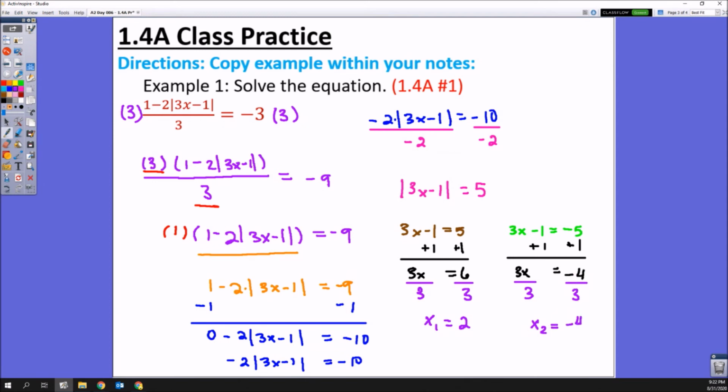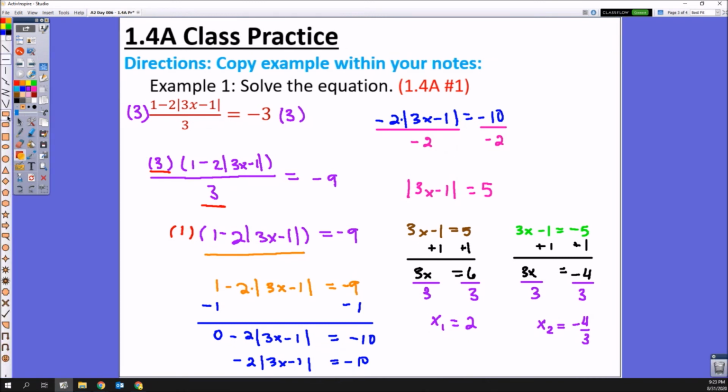So you can have a whole number and a fraction as your two answers. You can have two whole numbers as your two answers, or you can have two fractions as your two answers. You never know what you have when you solve. But these are our two answers. x sub 1 equals 2, and x sub 2 equals negative 4 over 3. So those are our two solutions.